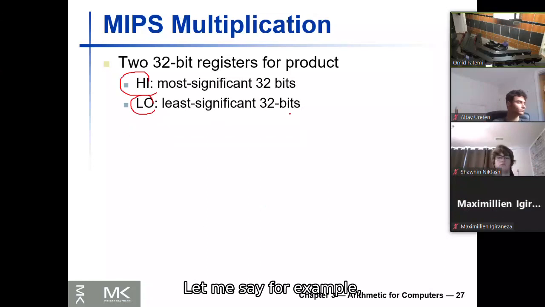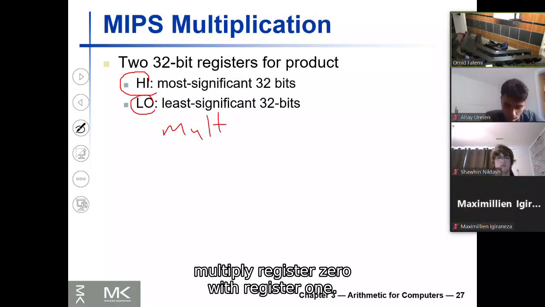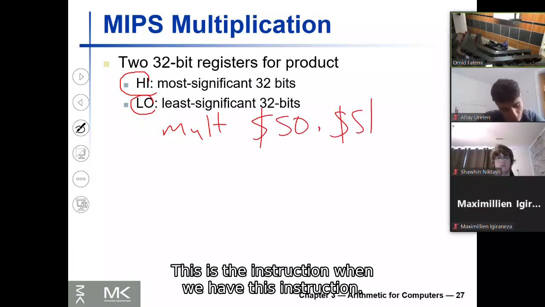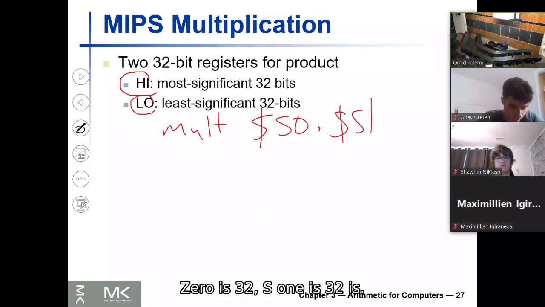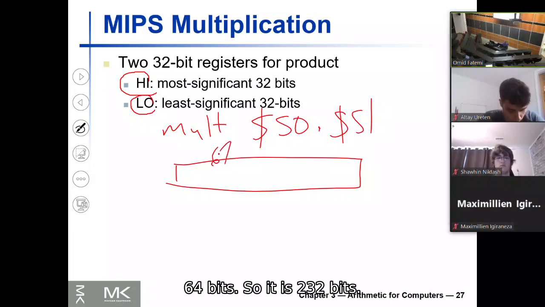So let me say, for example, let me write, multiply register S0 with register S1. So this is the instruction. When we have this instruction, S0 is 32 bits, S1 is 32 bits. They are multiplied. Then the product would be 64 bits. So it is 2 32-bit words.